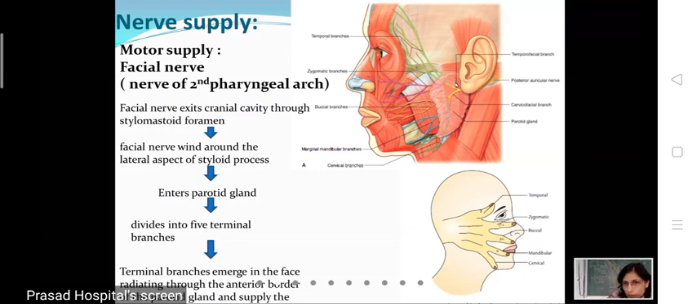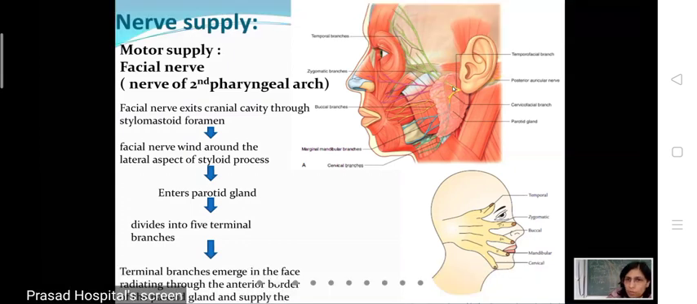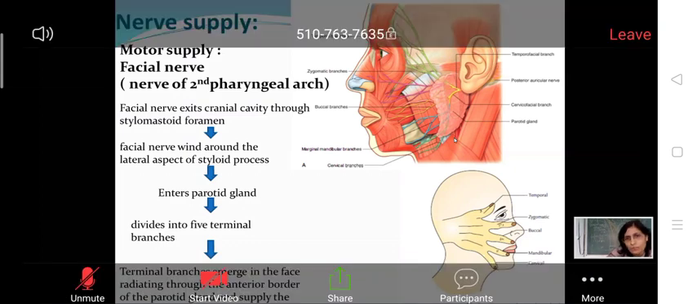Now this facial nerve lies inside the substance of the parotid gland. And inside the substance of the parotid gland, this nerve divides into its 5 terminal branches. The terminal branches are temporal, zygomatic, buccal, marginal mandibular and cervical branch.